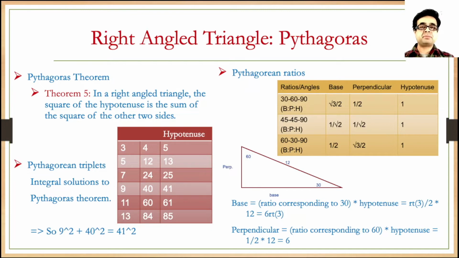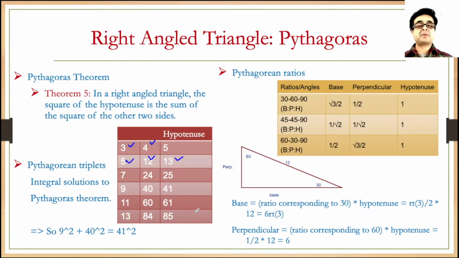Also, some of the Pythagorean triplets, and I have highlighted about 6 of them, it would be good if you remember them so that you can easily point them out in a question rather than spending time deriving them and confirming them. Pythagorean triplets are integral solutions to Pythagoras theorem. For example, some of the most famous ones are the triangle with 3, 4, and 5 as hypotenuse, and the triangle with 5, 12, and 13 as hypotenuse.